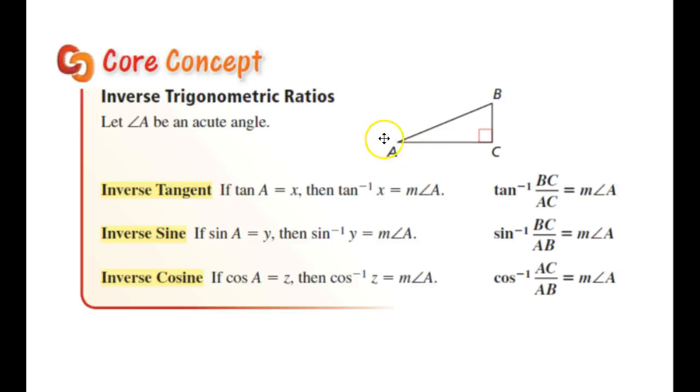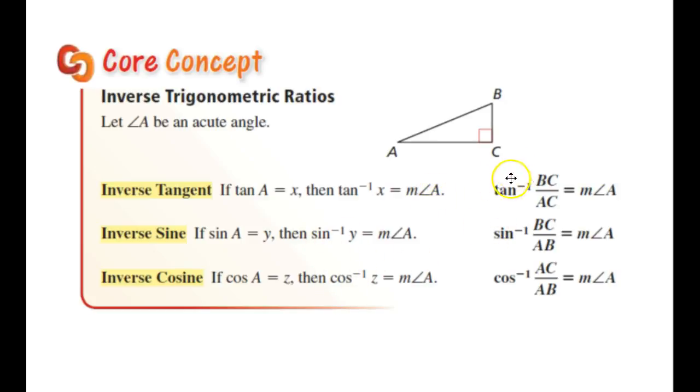So we're saying that angle A here is an acute angle. So we're looking at the inverse tangent, inverse sine, and inverse cosine. So if the tangent of A equals x, right, so I've got that ratio figured out, then the inverse tangent of x is equal to A, the angle A. Same thing with sine and cosine.